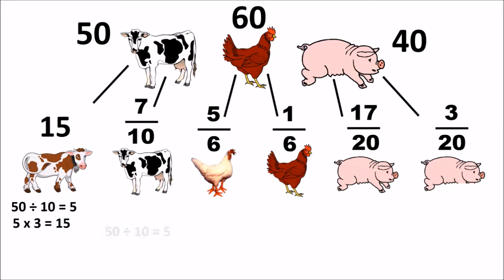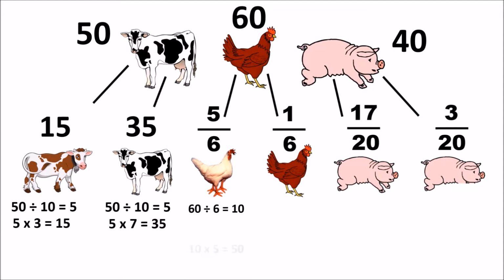And 7 out of 10 of the cows are white. So 50 divided by 10 equals 5, and 5 times 7 equals 35. So 35 of the 50 cows are white. There are 60 chickens total, and 5 out of 6 of them have 3 legs. 60 divided by 6 equals 10, and 10 times 5 is 50. So 50 out of the 60 chickens have 3 legs.